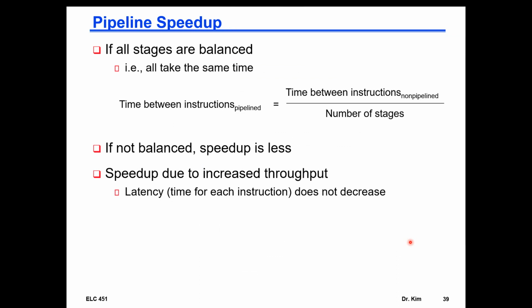So just to restate what I just said, if the stages are balanced, then we get an improvement that is the same as the number of stages, and if not, of course, you're going to get less speedup. We talked about latency, so let's go on.